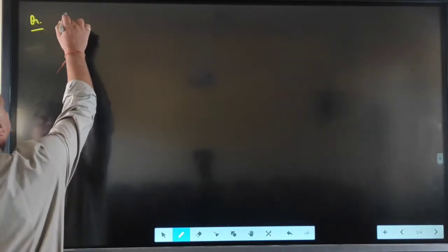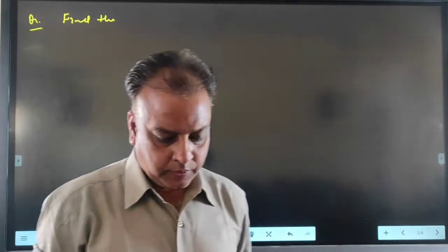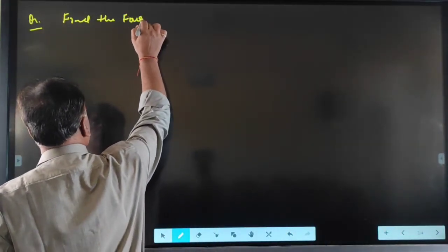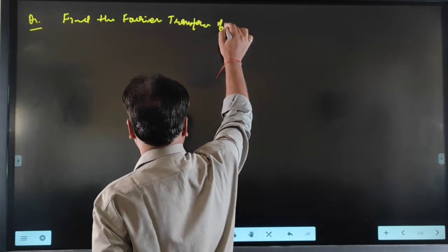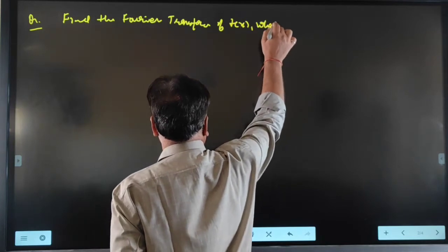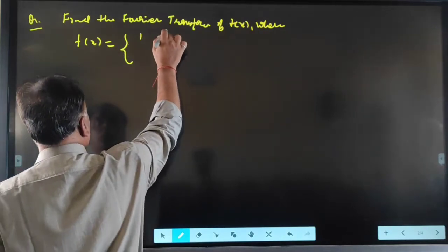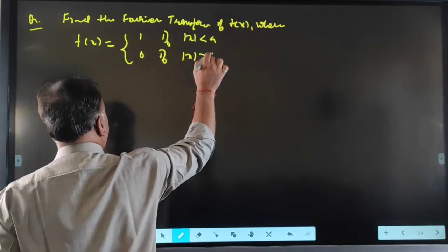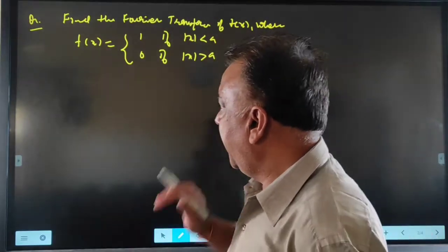For this one, we have to solve the problem. Find the Fourier transform of f(x), where f(x) is equal to 1 if mod of x is less than a, and this is 0 if mod of x is greater than a. First we have to find the Fourier transformation of the function, which is defined as this one.